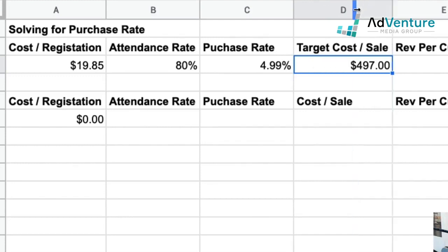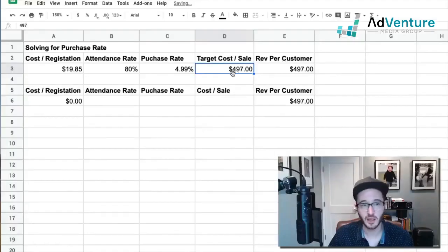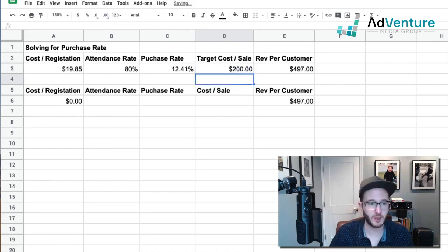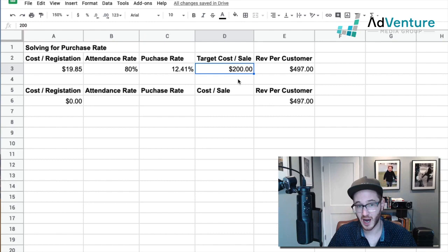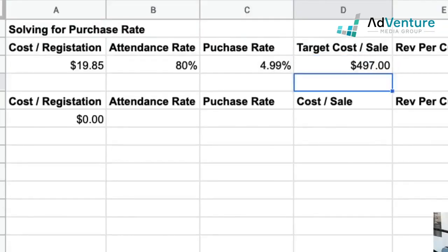My target cost per sale is the same as my revenue because I'm looking to see if I could break even here. And if I wanted to target a $200 cost per sale, you could put that in and look. It updates the entire formula. I would need a 12% conversion rate, 12.5% conversion rate to get sales at $200 a sale to be profitable in that range. But I was solving for break even, so I'm putting in the same number. So that's how you solve.